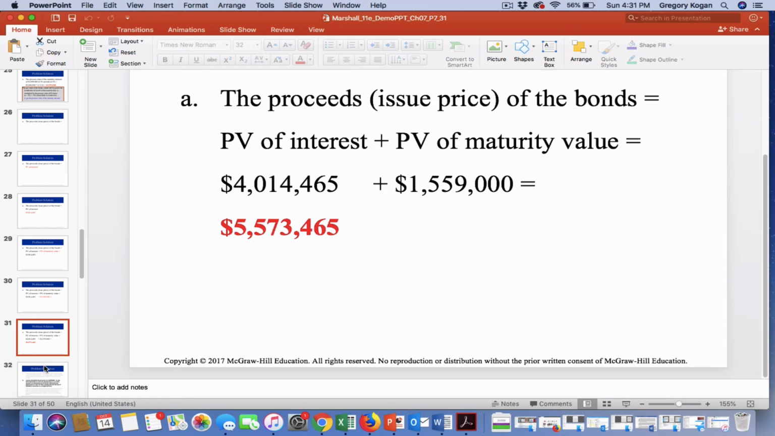And that is how we do the present value. This is what actually ends up on the balance sheet as the bond payable in the beginning when the bond gets issued.